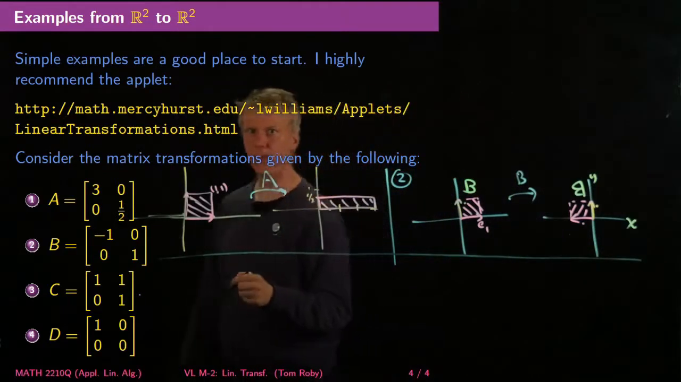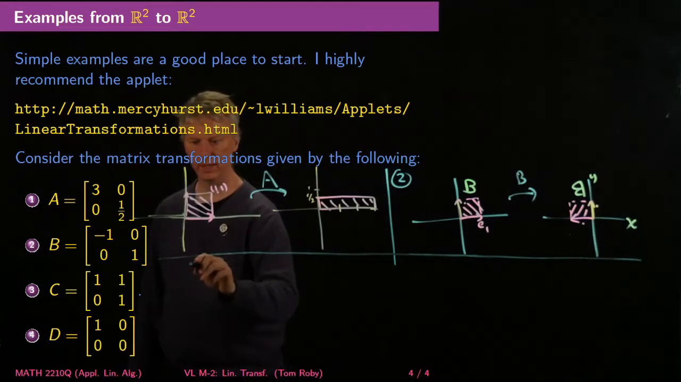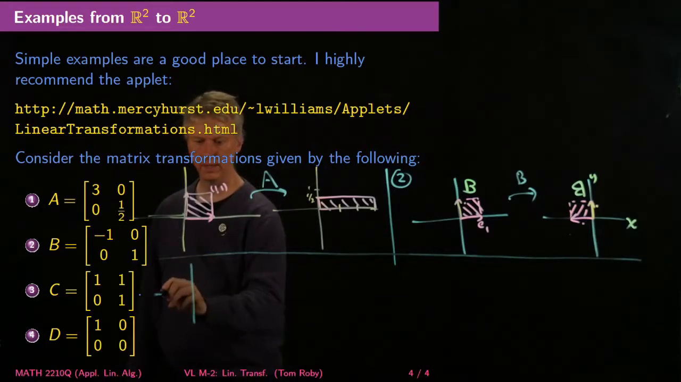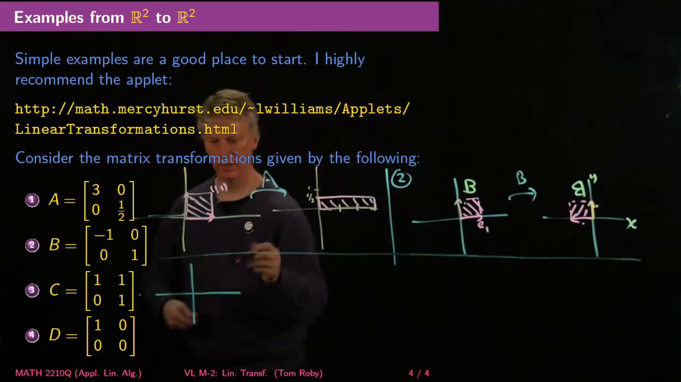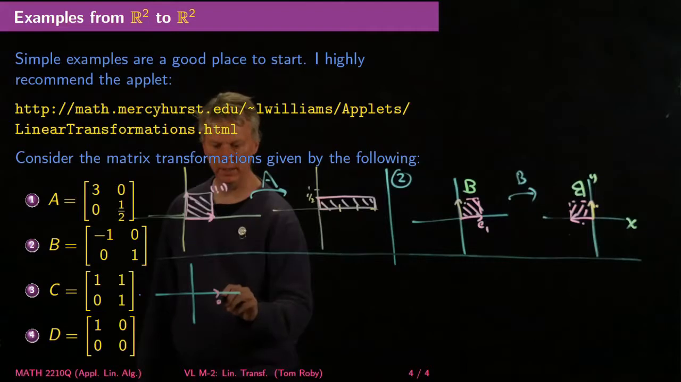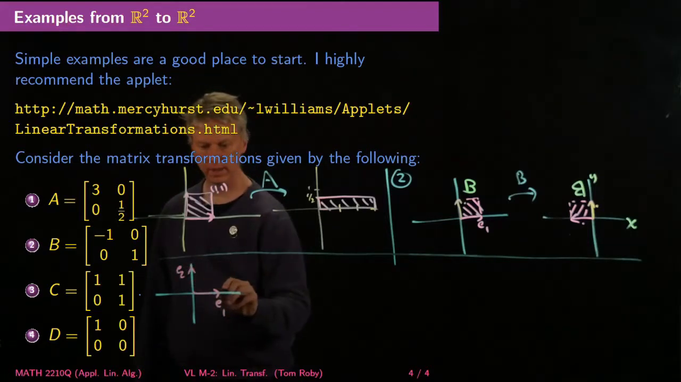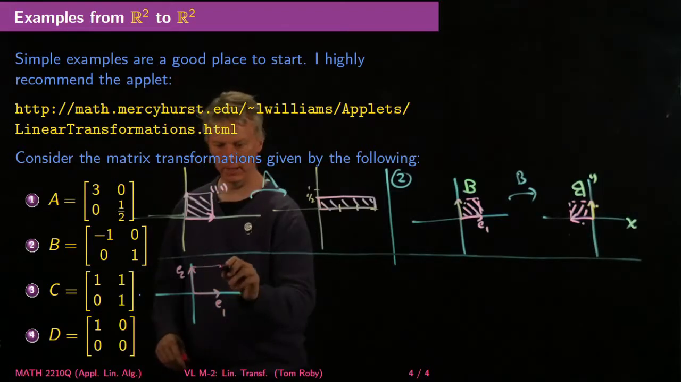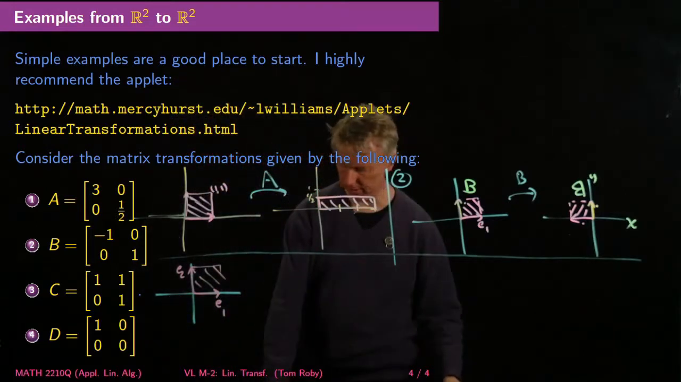All right, so now let's do another example. Let's look at C. So in C, we've got E1 here. We've got E2 here. So here's our unit square. And now what's going to happen under this?